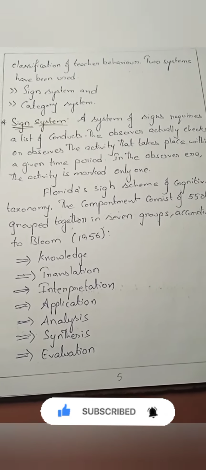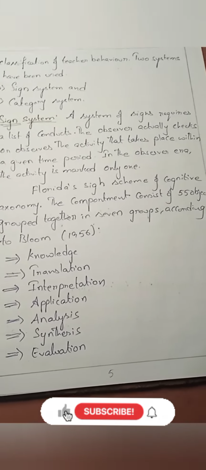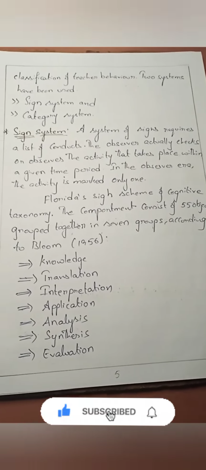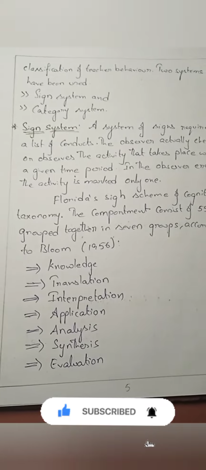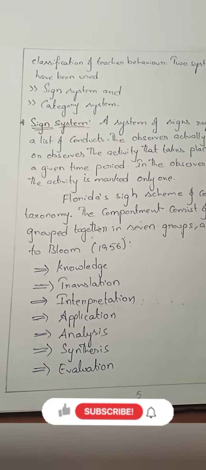An example is the Florida sign scheme of cognitive taxonomy. The component consists of 55 objects grouped together in 7 groups according to Bloom in 1956. They are knowledge, translation, interpretation, application, analysis, synthesis, and evaluation.